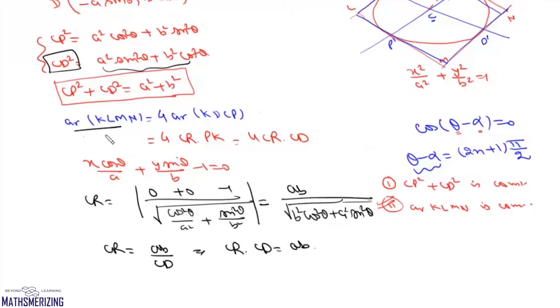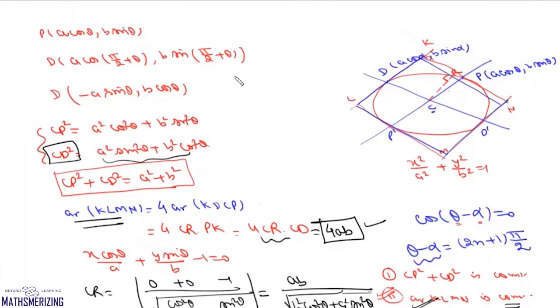Now we need to find this area. The area of the parallelogram KLMN is equal to 4 times CR into CD, so that will simply be 4AB. So the area of the parallelogram is again constant and its value is equal to 4AB.